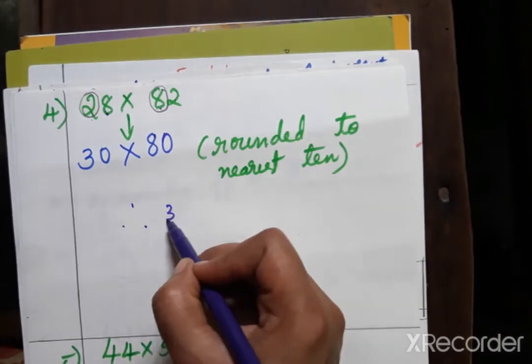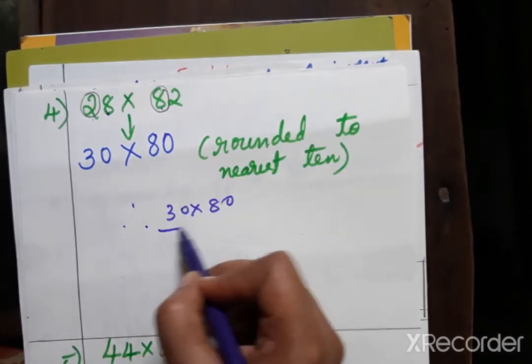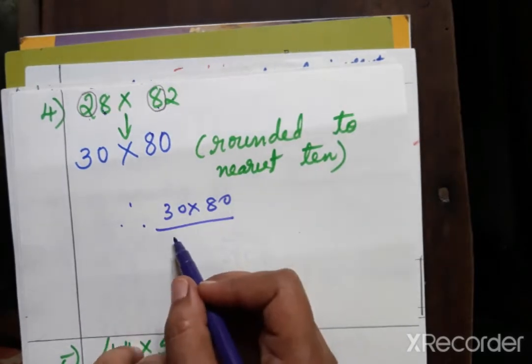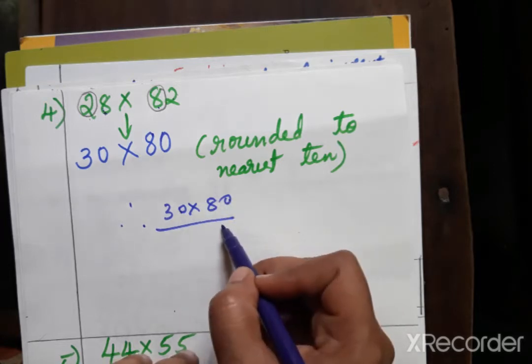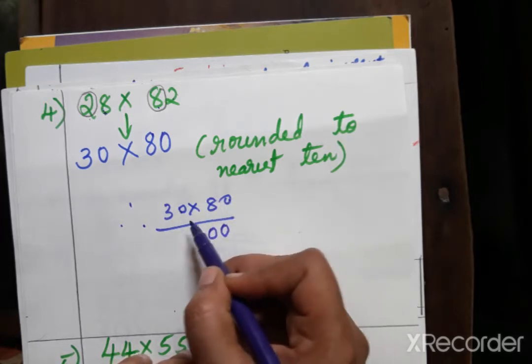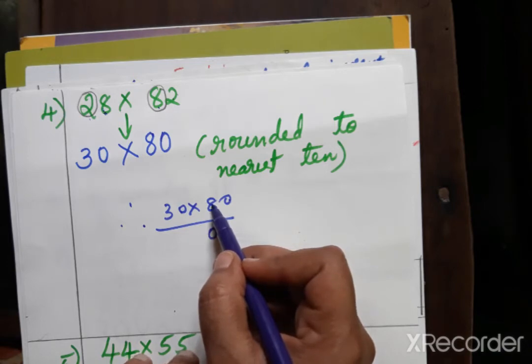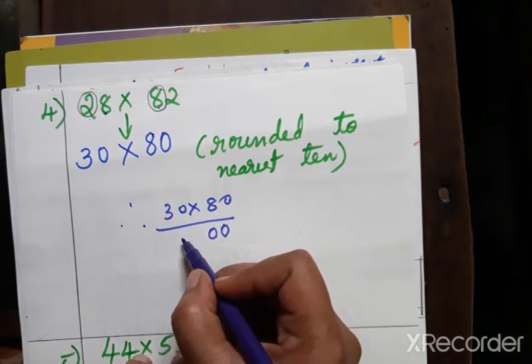Therefore we have to multiply 30 into 80. After rounding off we have to multiply. Since the last digits are in 0 form, we can multiply directly: 1, 2, 2 zeros. So write 2 zeros in your answer and multiply the remaining numbers. 8 threes are 24.